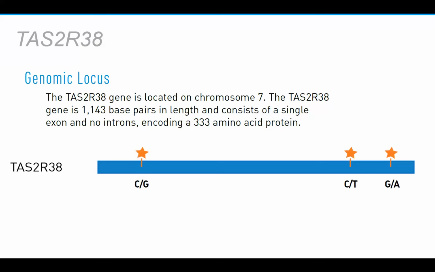At the first taster SNP location, the nucleotide is usually either a cytosine or a guanine. At the second taster variant location, this nucleotide is usually either a cytosine or a thymine. And at the third taster variant location, the nucleotide is usually either an adenine or a guanine.